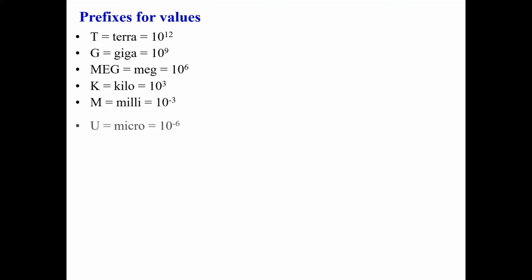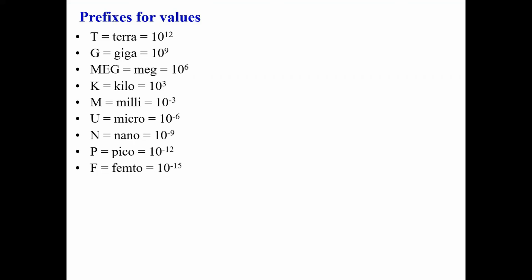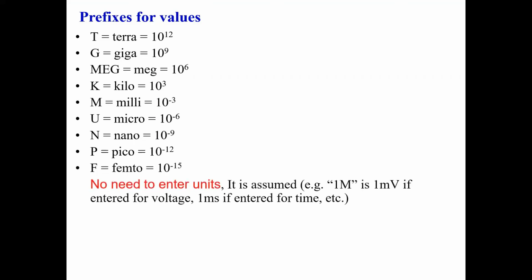Now prefix values. You are using so many components, so it's better to remember this. Tera is 10 raised to 12, so you put T. No need to write tera ohms or giga ohms, that is known. When you place the value, you write only G. Mega: suppose a mega ohm resistance is there, you write MEG. Ohms is already known because you are changing the value of resistance. Kilo K, milli M, micro U, nano N, pico P, femto F, and no need to enter units. It is assumed that 1 M is equal to 1 millivolt.